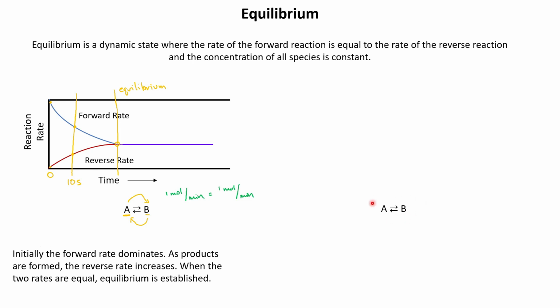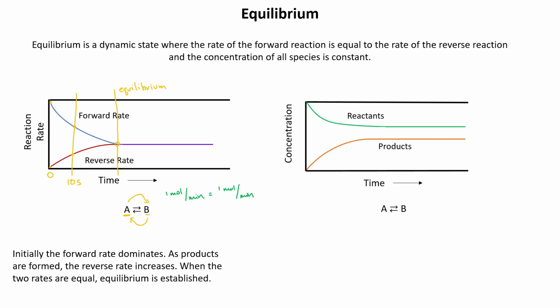Now let's take a closer look at concentration. Still keeping our same generic reaction, A in equilibrium with B. Just like before, let's see what's going on at time equals 0. Again, we only have reactant A because no product B has formed. So you can see my concentration of reactants is very high and my concentration of products is 0 at this point. We give this reaction a little bit of time.